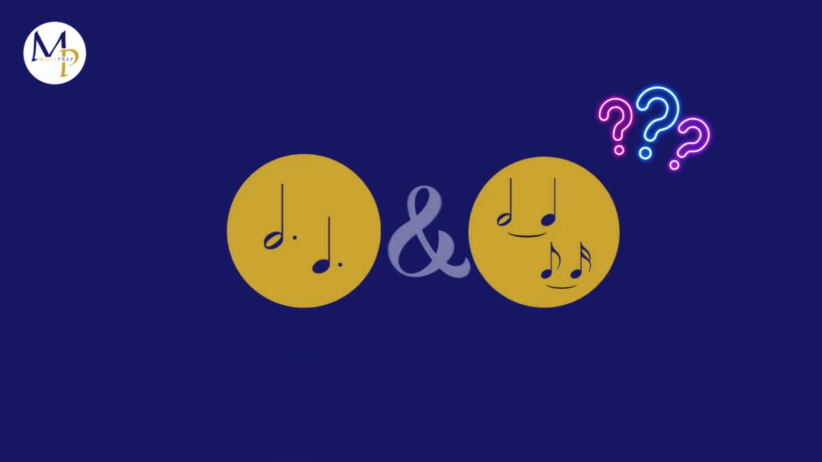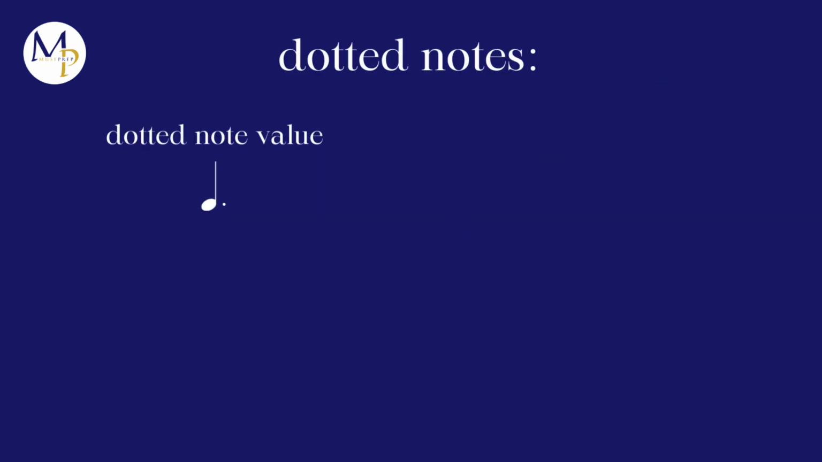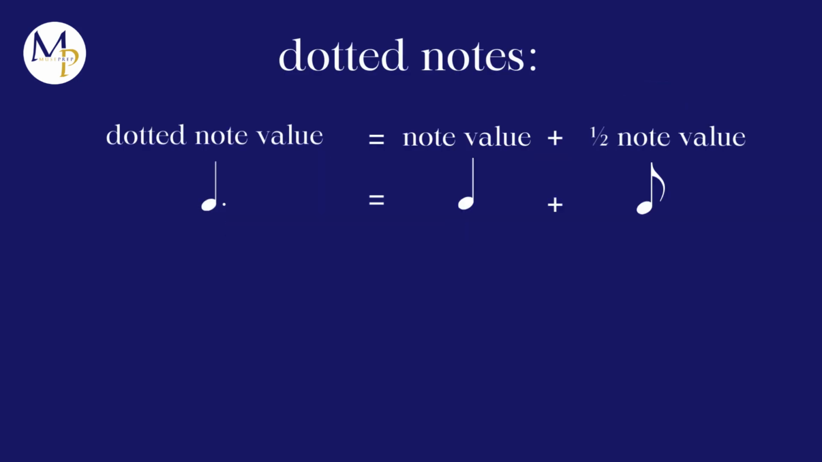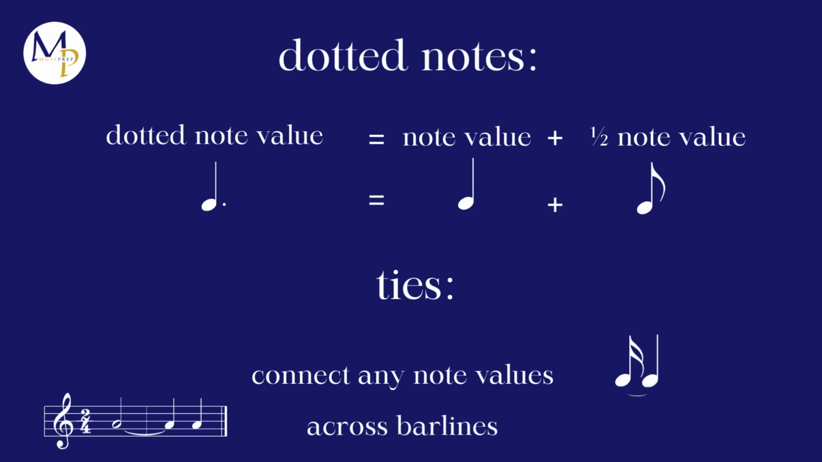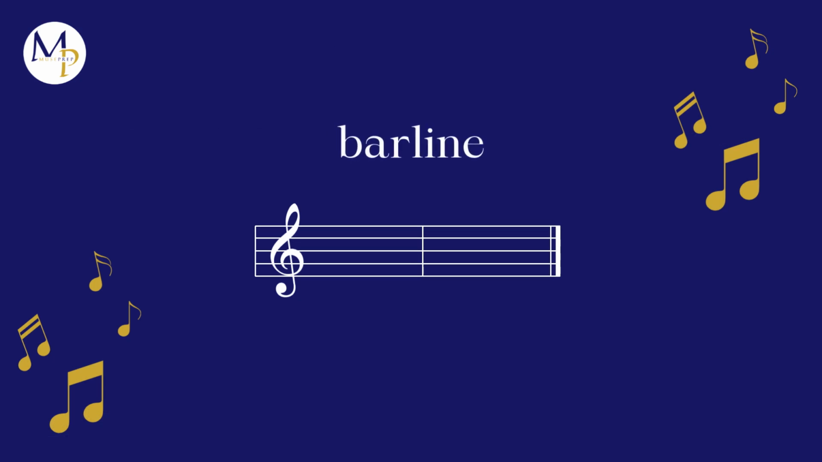You might be wondering, why do we use both dotted notes and ties? A dot can only extend a note by the next smaller value, whereas ties can connect any note values, even if the second note is longer than the first. This also works across bar lines, something a dotted note can never do. But what is a bar line, and why do we need it in the first place? That's what the next video will be about.